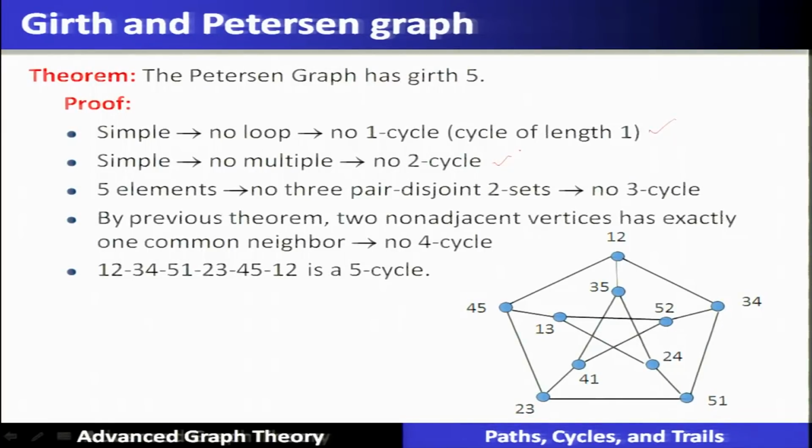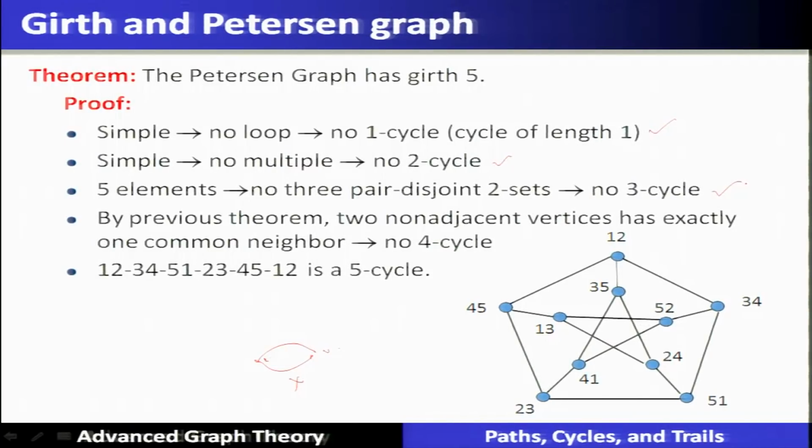Now, a cycle of length 2 will basically be two edges which have the same endpoints. Since this is a simple graph, such multiple edges will not be possible in the Petersen graph, hence there are no two cycles. Now, the next possibility we consider is the three cycle.